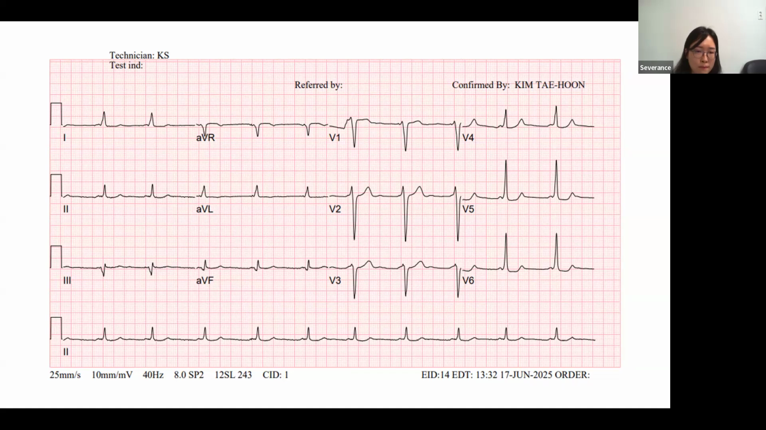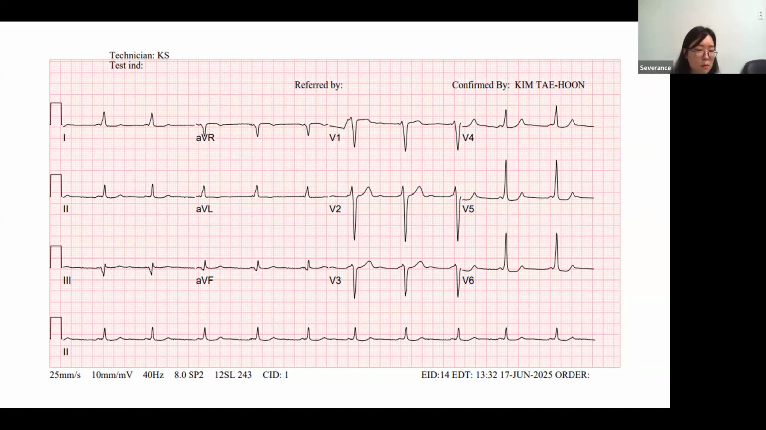And lead 3 is a negative delta and lead 2 is positive. I think it should be on the left. Posterior septal. Okay, so posterior septal, posterior free wall.